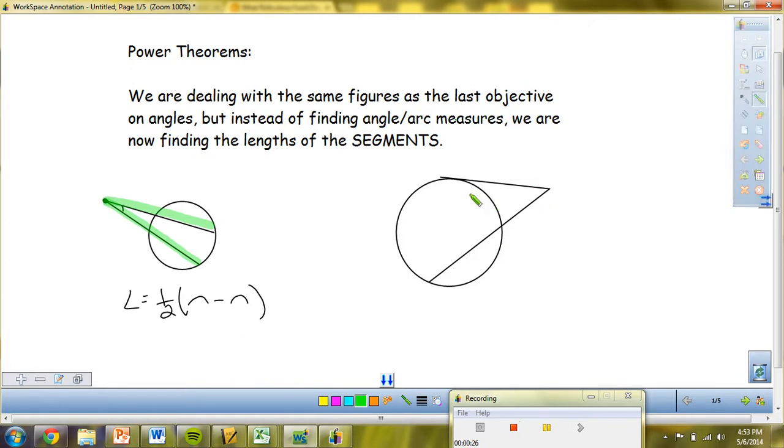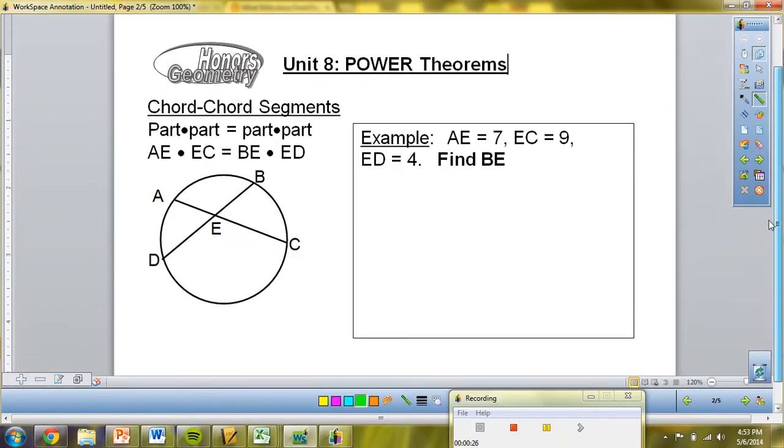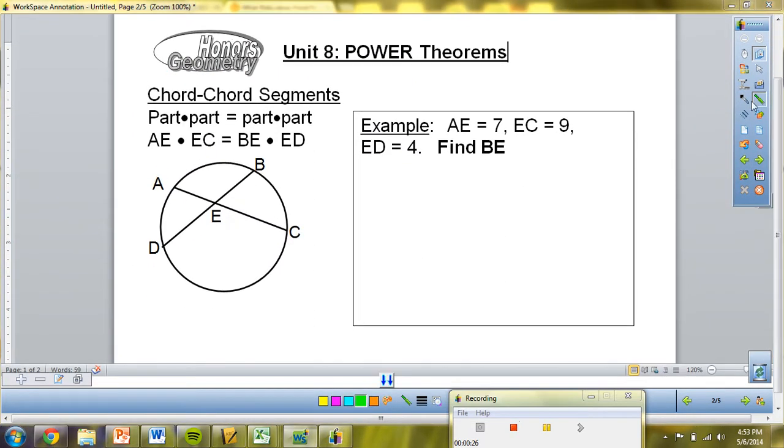Same thing here. Before we learned these properties, same thing, 1/2 minus the arc, but now we're just going to focus on, okay, great, we want to know what is the measure of these lines, not the angles and the arcs. So let's look at the first example. First thing we notice is that the vertex is on the inside.